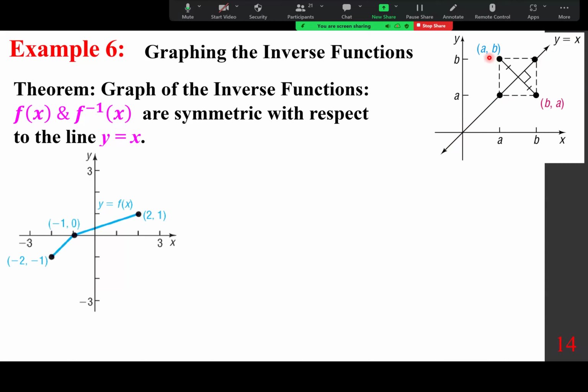point (a, b) and point (b, a), if you connect them, this distance is equal to this distance when you interchange the x coordinate and y coordinate. They have the same distance simply because you're interchanging them. So it's symmetric with respect to the line y equals x. Again, you pick this point, you drop a perpendicular, and you go the same distance. It will take you to (b, a).